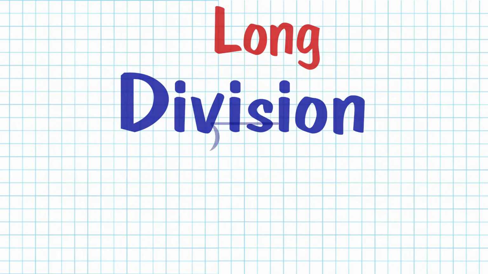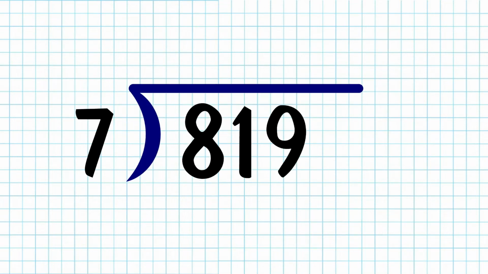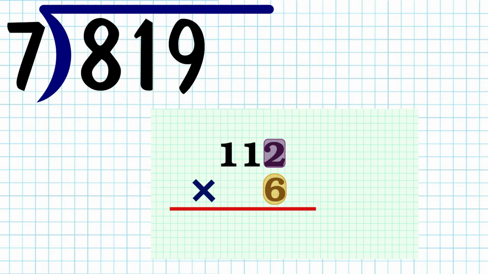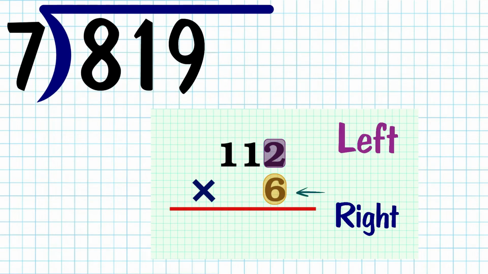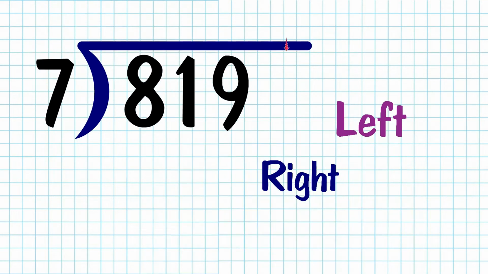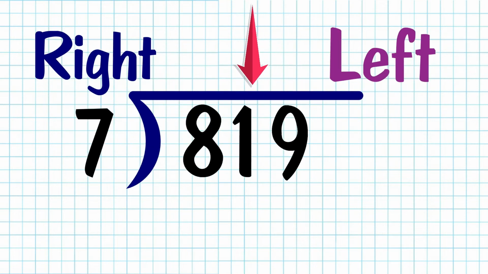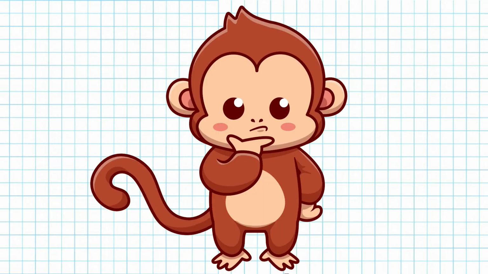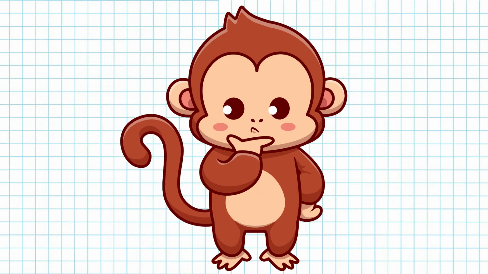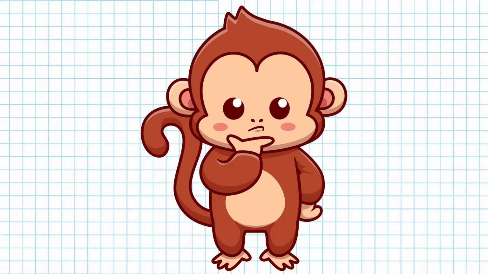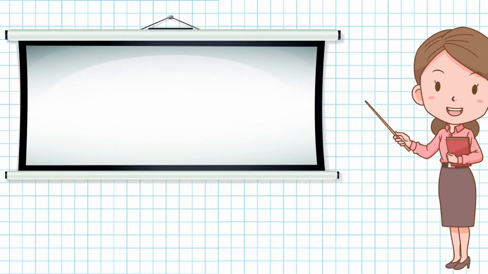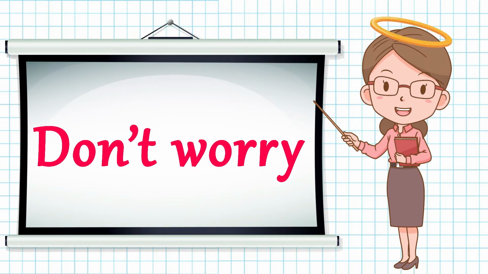And for long division, we will divide one digit from the dividend at a time. In case of multi-digit multiplication, we work from right to left, but for division, we will work from left to right. Are you confused about how you are going to remember so many details? You don't need to worry about it, as I am going to explain it to you in detail.